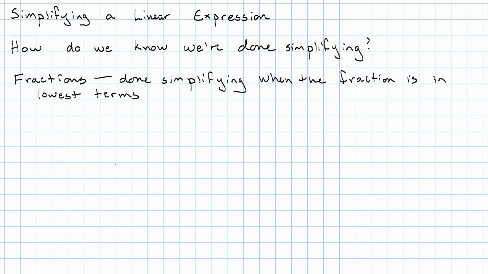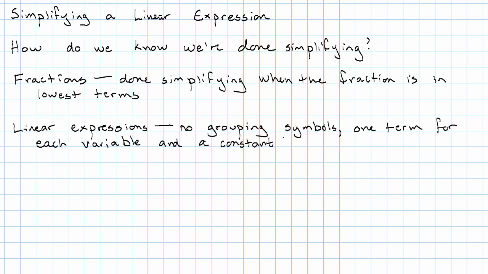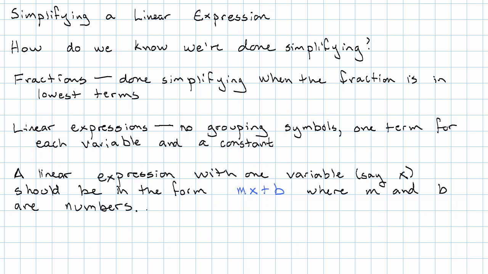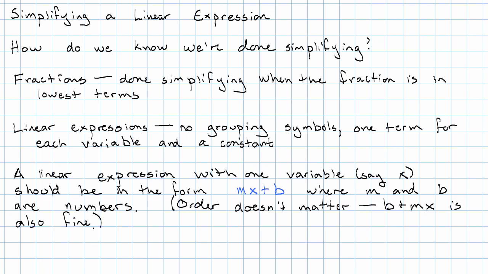For linear expressions, we are in the standard form when we have no grouping symbols and one term for each variable and maybe a constant. If there's only one variable, then our expression should look like a number times x plus another number. The order of the terms doesn't matter. If the x term is second, that's also fine. So for linear expressions, just like fractions, we have a standard form.